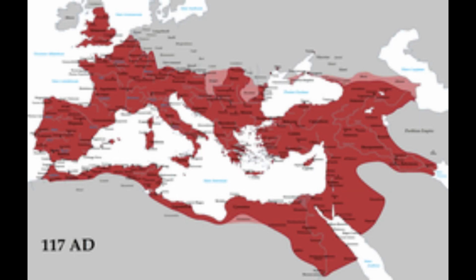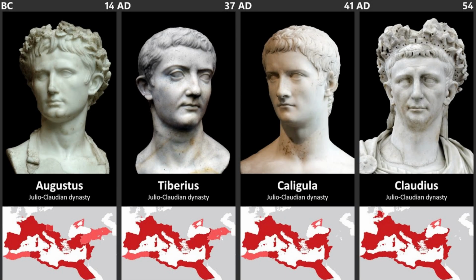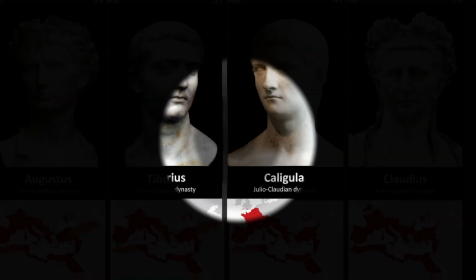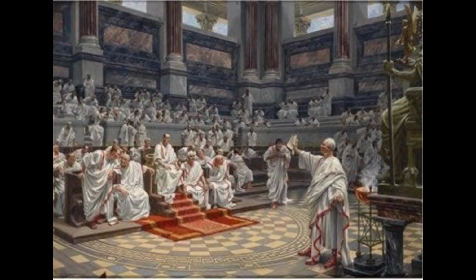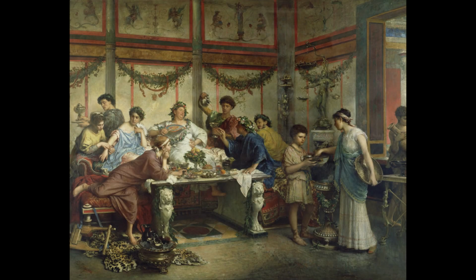The Roman Empire, one of the greatest civilizations in human history. But before it became an empire ruled by mighty emperors, Rome was something entirely different. A republic. A city-state. Governed not by kings but by its people, or at least some of them.